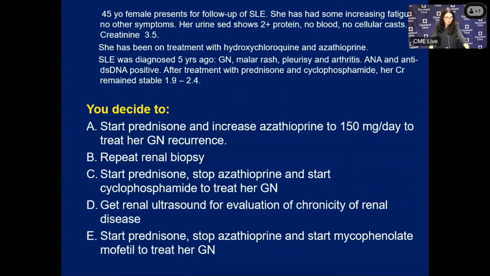So you decide the best next step is to: A, start prednisone and increase azathioprine to 150 milligrams to treat her glomerulonephritis recurrence. B, repeat the renal biopsy. C, start prednisone, stop the azathioprine, and start cyclophosphamide to treat her glomerulonephritis. D, get renal ultrasound for evaluation of chronicity of renal disease. Or E, start prednisone, stop azathioprine, and start mycophenolate mofetil to treat her glomerulonephritis. Please key in your answer.